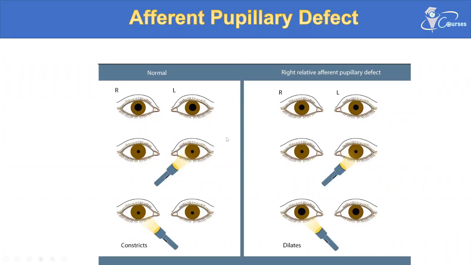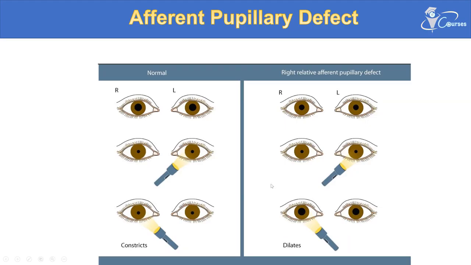And when we swing the light from one eye to the other eye, it will constrict as well. What happens if there is afferent pupillary defect? Well, both eyes here look like there is no anisocoria. You can see that both eyes have normal pupil size. When you stimulate the left eye, which is normal, it will constrict by the direct reflex, and the right eye will also constrict by the indirect reflex because the afferent pathway of the left eye is intact and the efferent pathway of both right and left eye is intact.